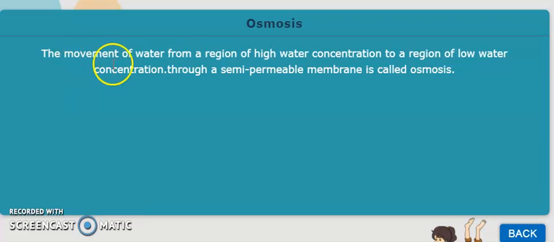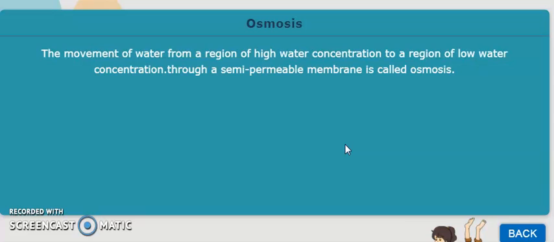Moving further, we have osmosis. The movement of water from the region of high water concentration to the region of low water concentration through a semi-permeable membrane is called osmosis. Now children, here you need to understand that it is the movement from high water concentration to low water concentration.